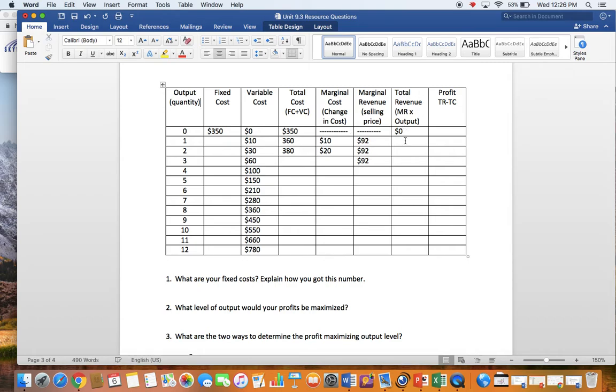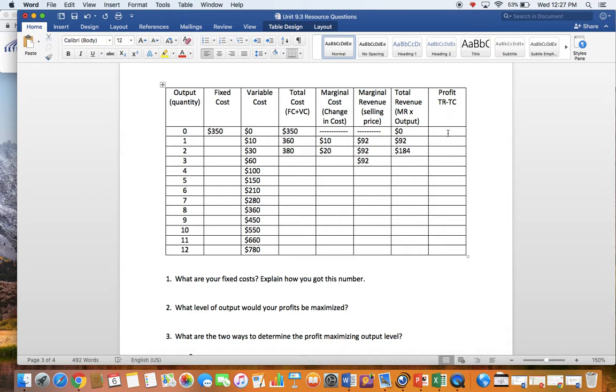If I sell 0, I'm not bringing anything in. If I sell 1, I have $92 coming in. If I sell 2, 92 times 2 is 184. I have $184 coming in, and then continue on down there: 3 times 92, 4 times 92, 5 times 92. This gives you your total revenue, how much you have coming in.